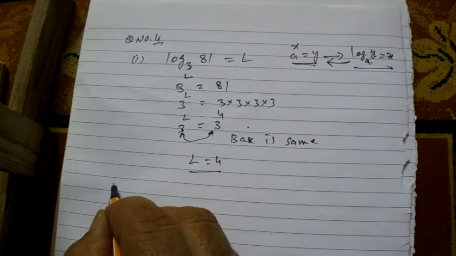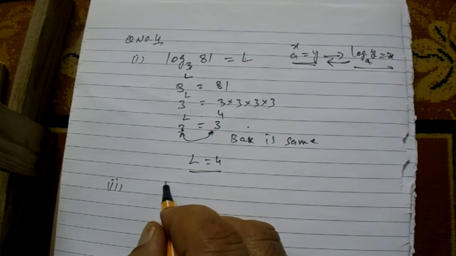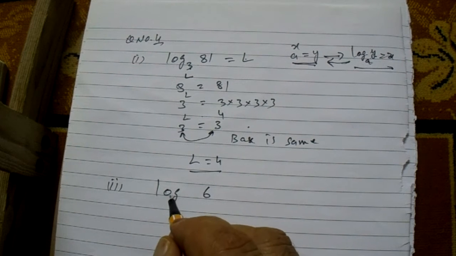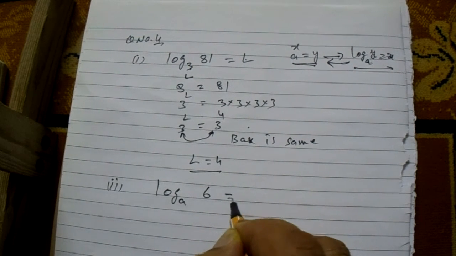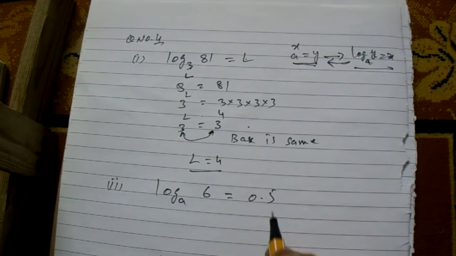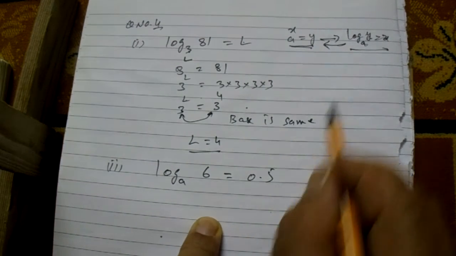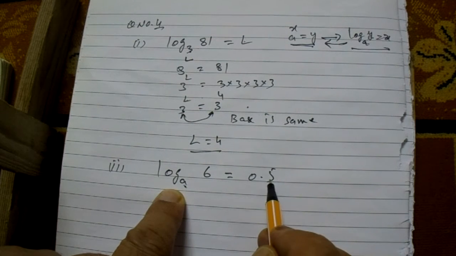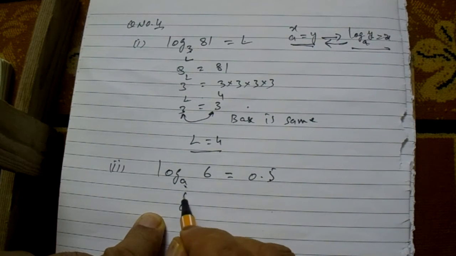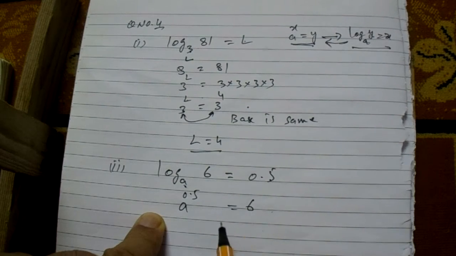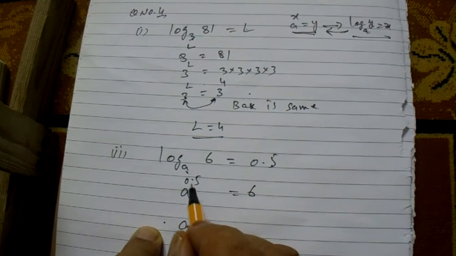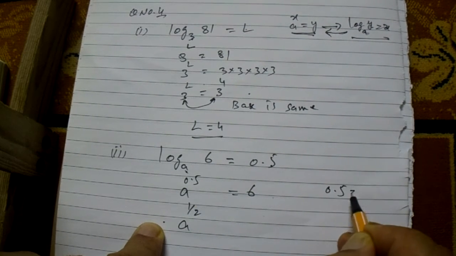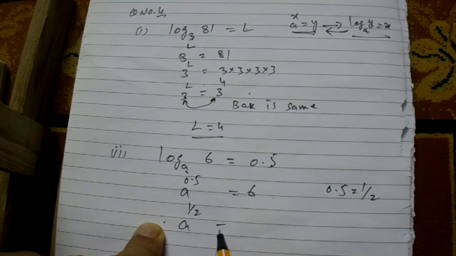The second part of this question is log 6 to the base a is equal to 0.5. Now again we use this relationship. We have, this is our base, this is the power, a power 0.5 is equal to 6. Now right here, a power 0.5, we write 1 over 2. So a power 1 over 2 is equal to 6.